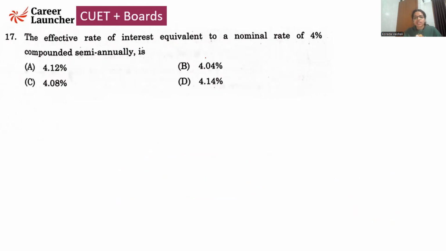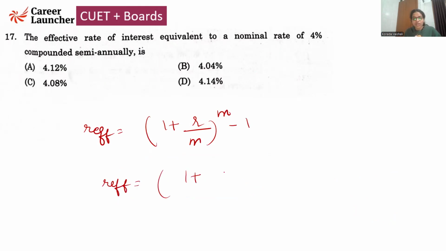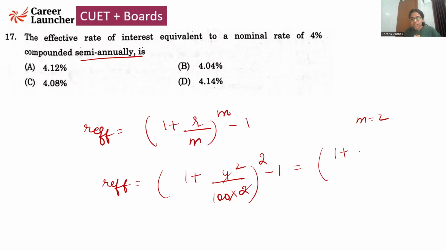The effective rate of interest equivalent to the nominal rate of 4% compounded semi-annually. So effective rate of interest is equivalent to 1 plus the nominal rate of interest in the period that we are considering, to the power of m, minus 1. So this is equivalent to 1 plus 4%, and because we are doing it on a semi-annual basis, I'll just write the value of m as 2. And this is minus 1. So let us just cancel this down as 1 plus 0.02 to the power of 2 minus 1. And what I'm having is 1.02 whole square minus 1.